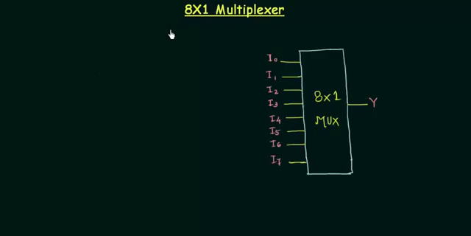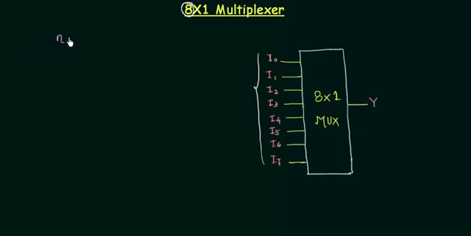In the last presentation we completed 4x1 mux. Now in this presentation we will complete 8x1 multiplexer. So the first thing that we have to see is the number of data input lines, and it is 8 in this case. You can also see here 8 data input lines from I0 to I7.